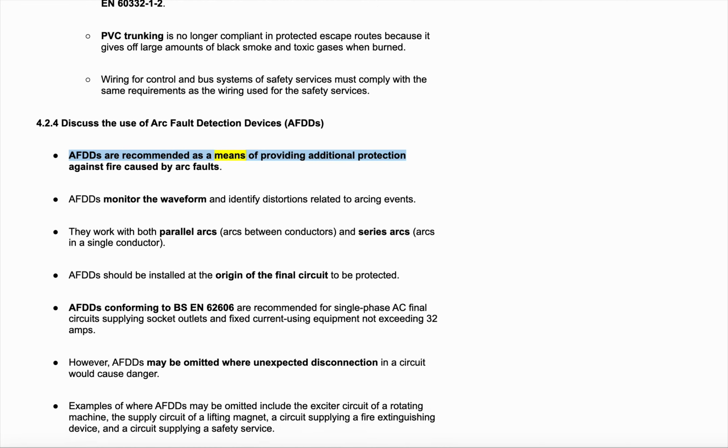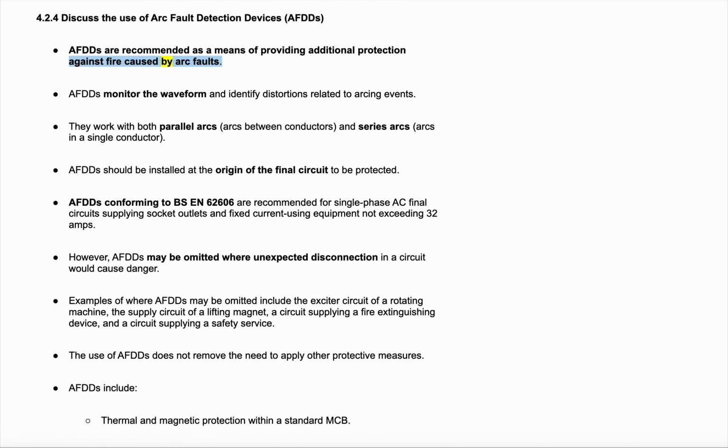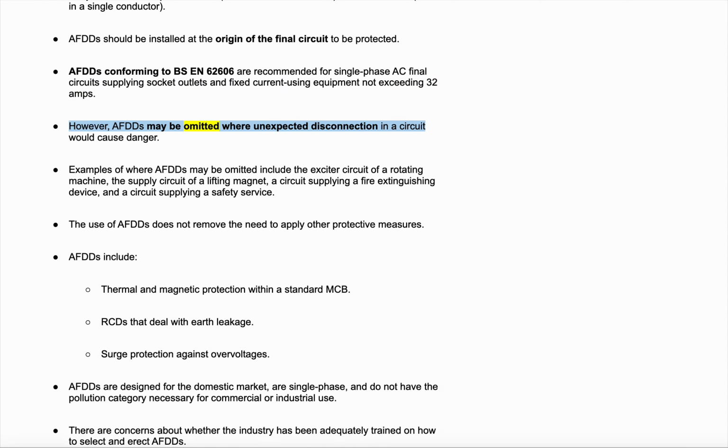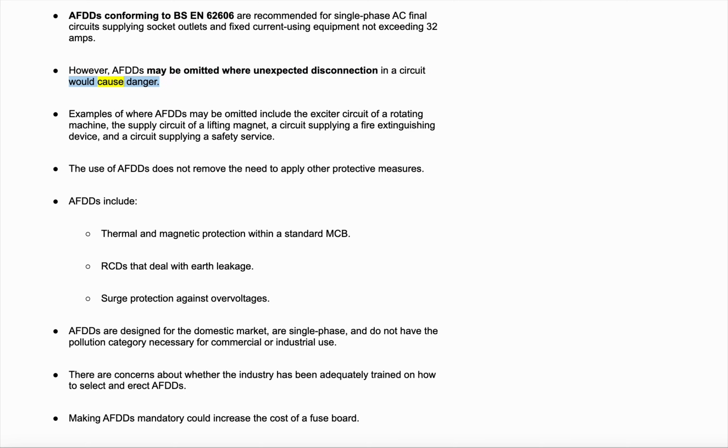AFDDs are recommended as a means of providing additional protection against fire caused by arc faults. AFDDs monitor the waveform and identify distortions related to arcing events. They work with both parallel arcs, arcs between conductors, and series arcs, arcs in a single conductor. AFDDs should be installed at the origin of the final circuit to be protected. AFDDs conforming to BS EN 62606 are recommended for single-phase AC final circuits supplying socket outlets and fixed current-using equipment not exceeding 32 amps. However, AFDDs may be omitted where unexpected disconnection in a circuit would cause danger.